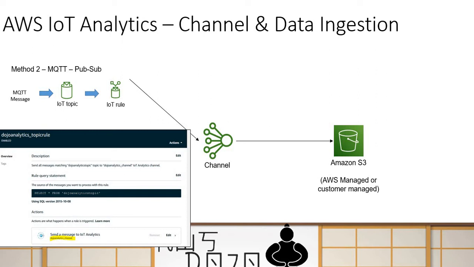But in most of the cases, since you're using IoT Analytics with IoT devices, your devices use certificate-based authentication and MQTT messages to publish the message. And in that case, you can use an IoT rule to simply route the message to the channel. And this is an example of how the IoT rule looks like. It's looking into an IoT topic and then simply routing that message to the channel. So 2 methods to publish data to the channel.